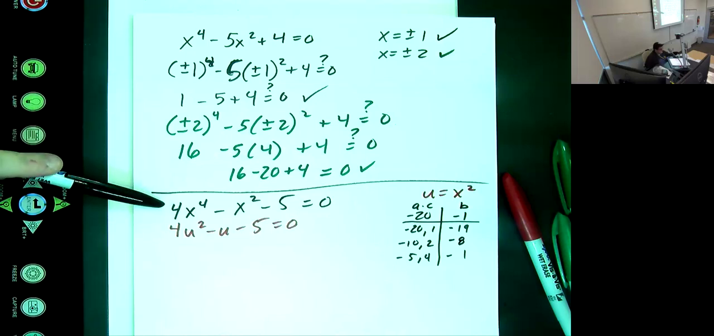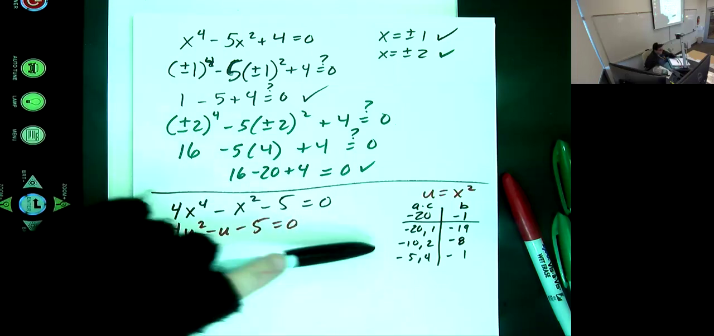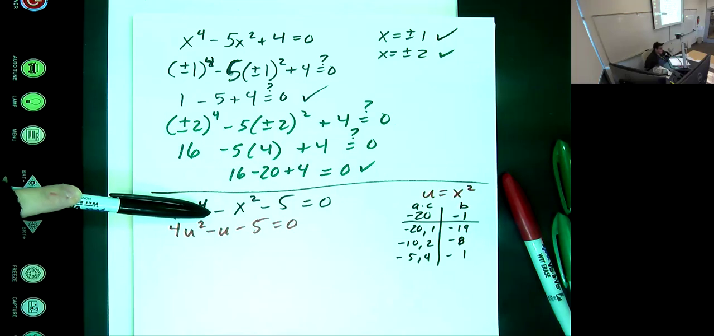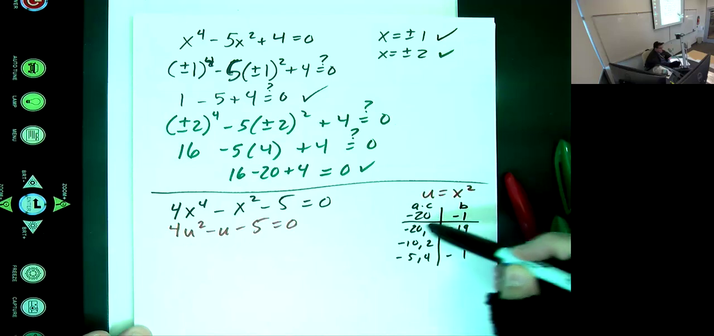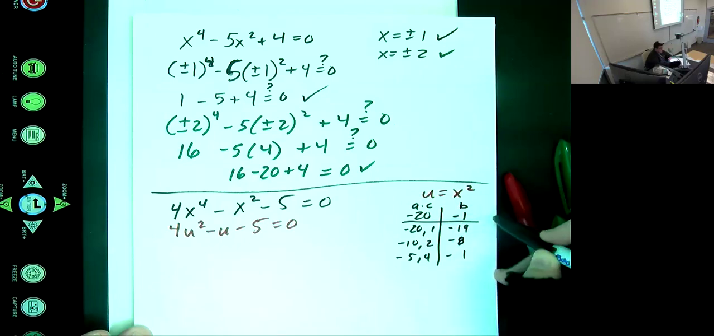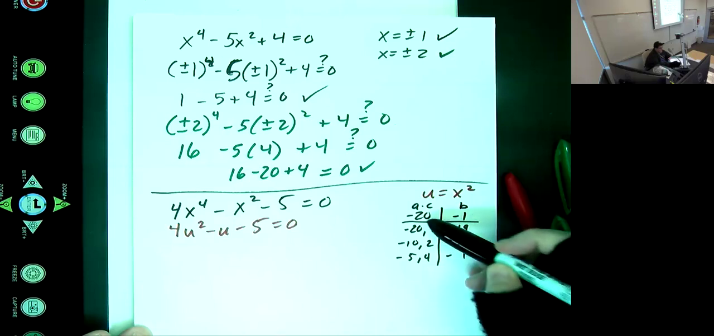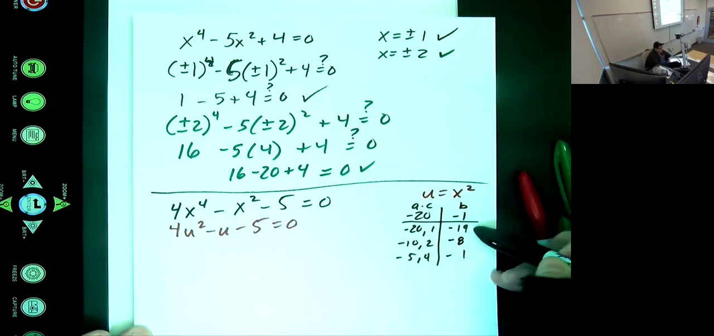So you take the first number and the last number, you multiply them together. You need two numbers that multiply to that, which is the -20, but add to the middle number, which is the -1. Be systematic about it. They multiply to be a negative, so one of them's negative, one of them's positive. They add to a negative number, so the bigger number is negative. So I just started off with the most obvious factor, which is 21, and I made the bigger one negative. That didn't work, that gave me -19.